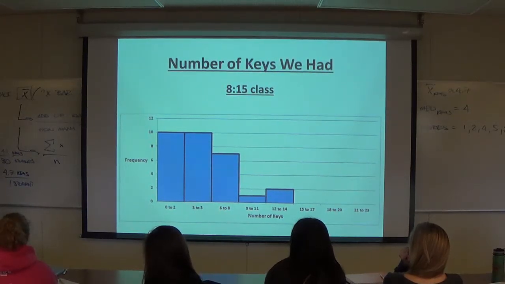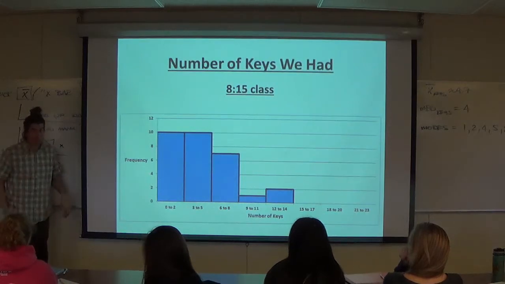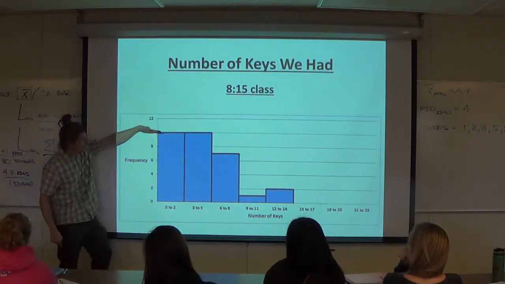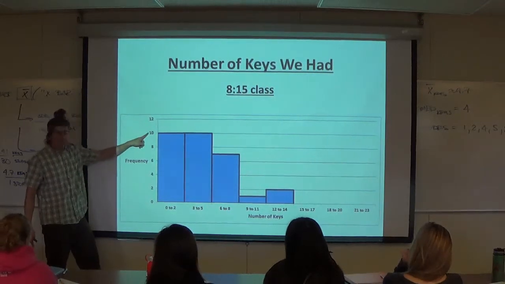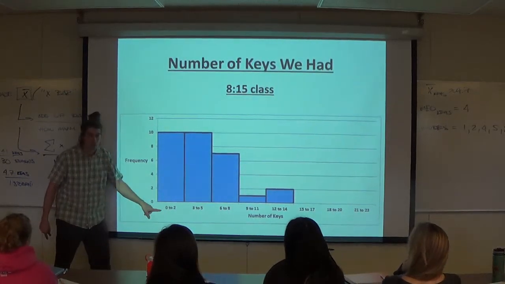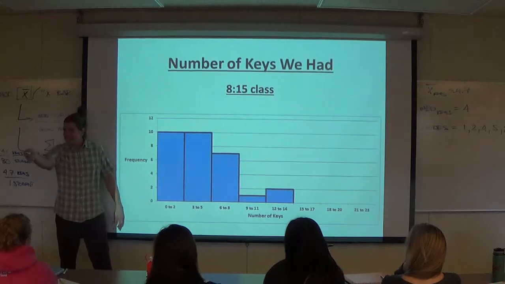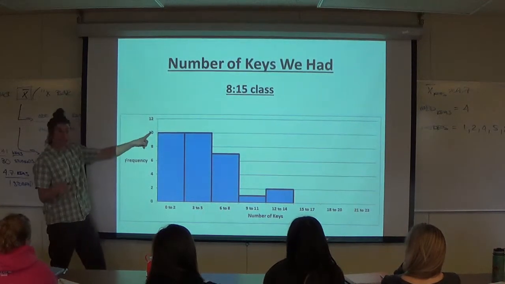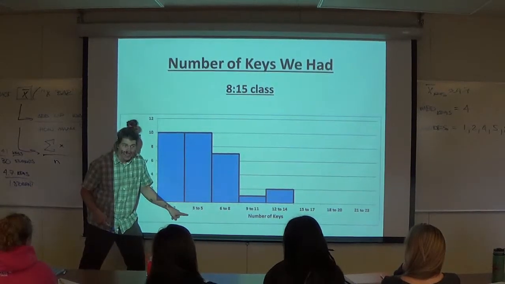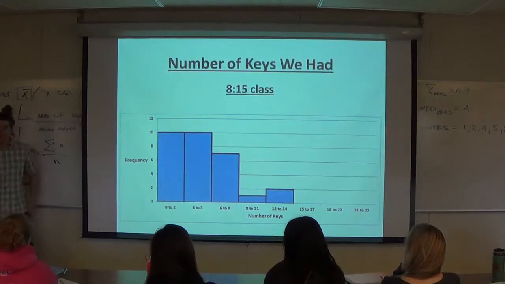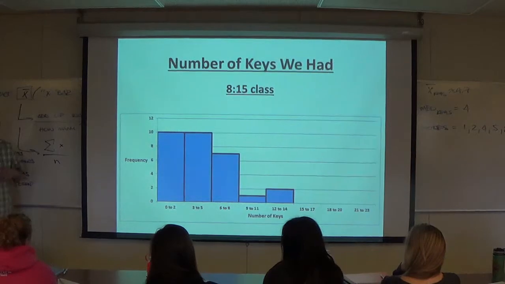The most frequent. Now the problem, as Carly correctly pointed out, is, yeah, these are obviously the modal bars, correct? Because they're 10 high. That means 10 people had between 0 and 2 keys. But how many exactly? And that's the problem. We know that 10 have between 0 and 2, and 10 also have between 3 and 5. But we don't know how many zeros, how many 2s, how many 1s, how many 3s, how many 4s.